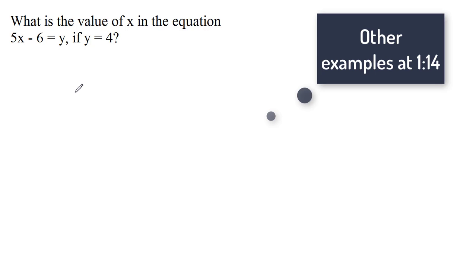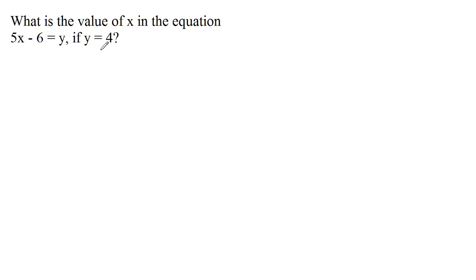What is the value of x in the equation 5x minus 6 equals y if y equals 4? So the first thing that we're going to do is substitute our 4 in for our y. So we'll have 5x minus 6 equals 4. Our goal is to isolate our x.